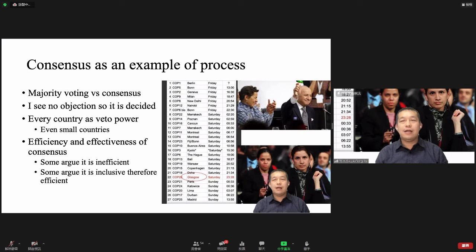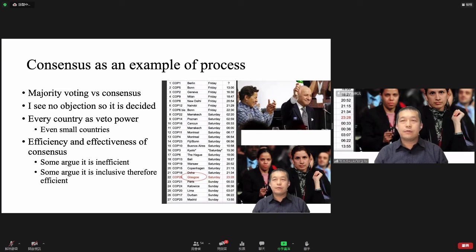And the chair will generally look around the room and see no objection. So he knocks down his gavel and says, I see no objection, so it is decided. Just look at those red figures, the small green hammers in the hands of the chairs, which are generally used to show the consensus has been made. So generally, there's no voting process in the climate negotiations.